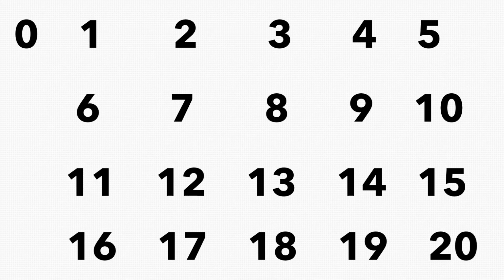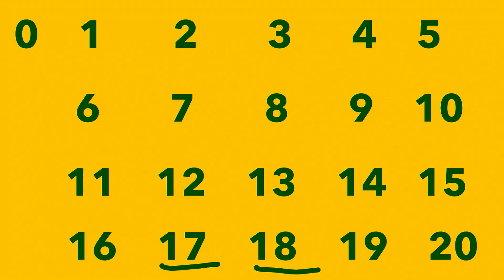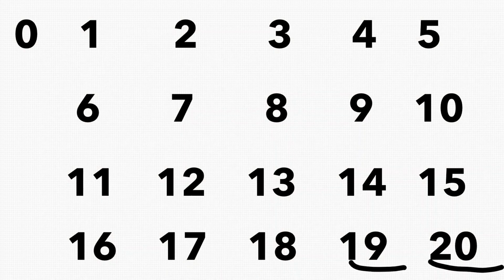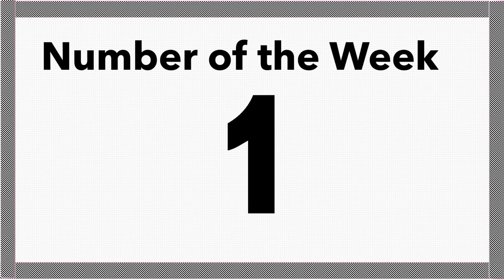Let's do it faster this time, clapping after we say the number. Let's go. 0, 1, 2, 3, 4, 5, 6, 7, 8, 9, 10, 11, 12, 13, 14, 15, 16, 17, 18, 19, 20. Good job.